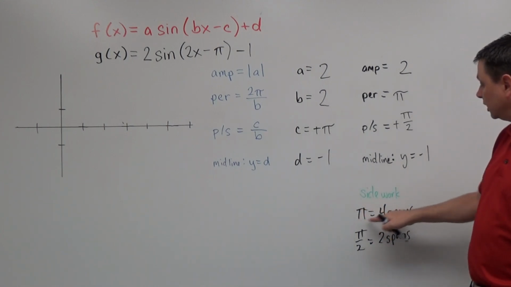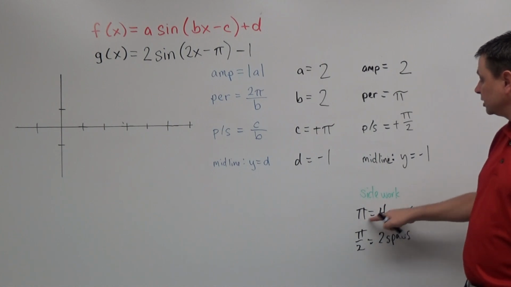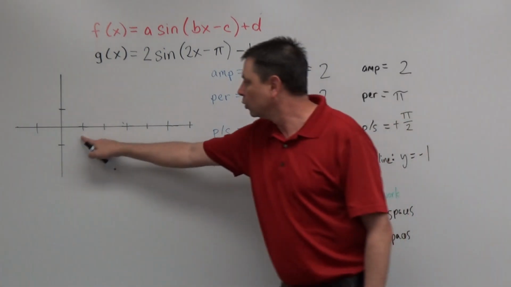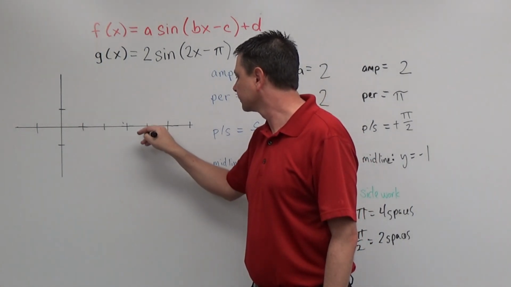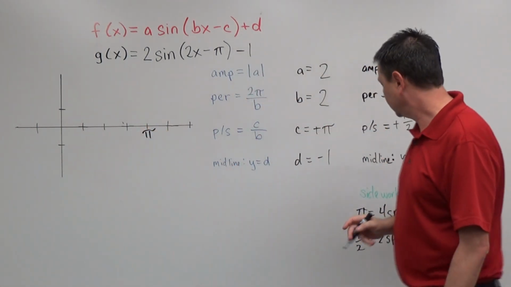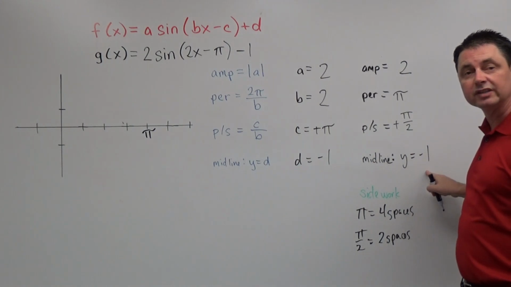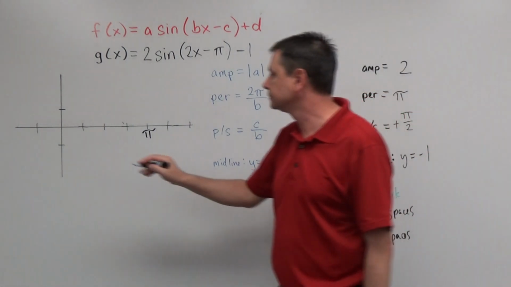It should be good. I can set the period to be 4 spaces at pi. 1, 2, 3, 4 pi. And we have our midline y equals negative 1. We can draw that in.